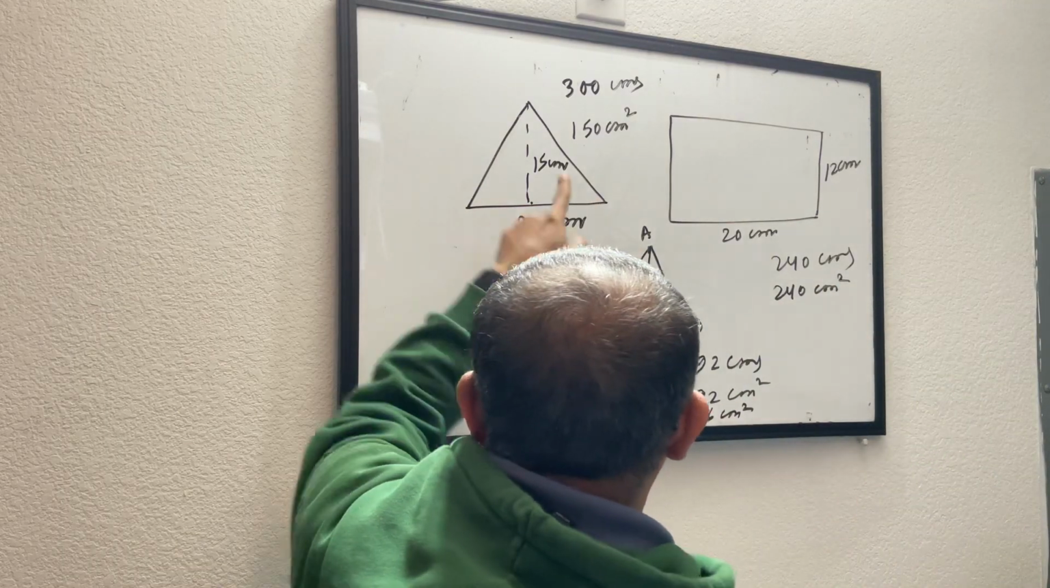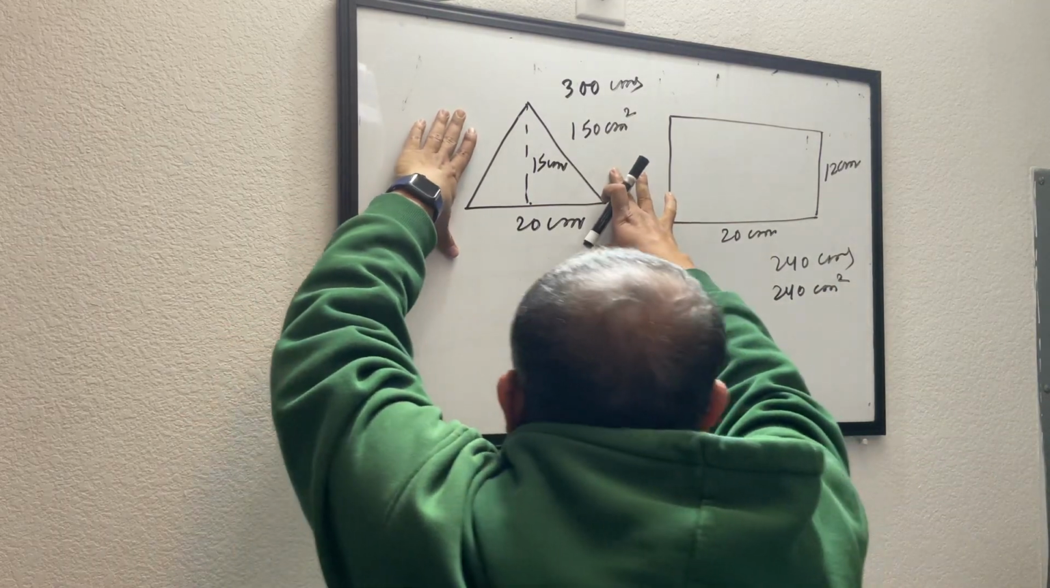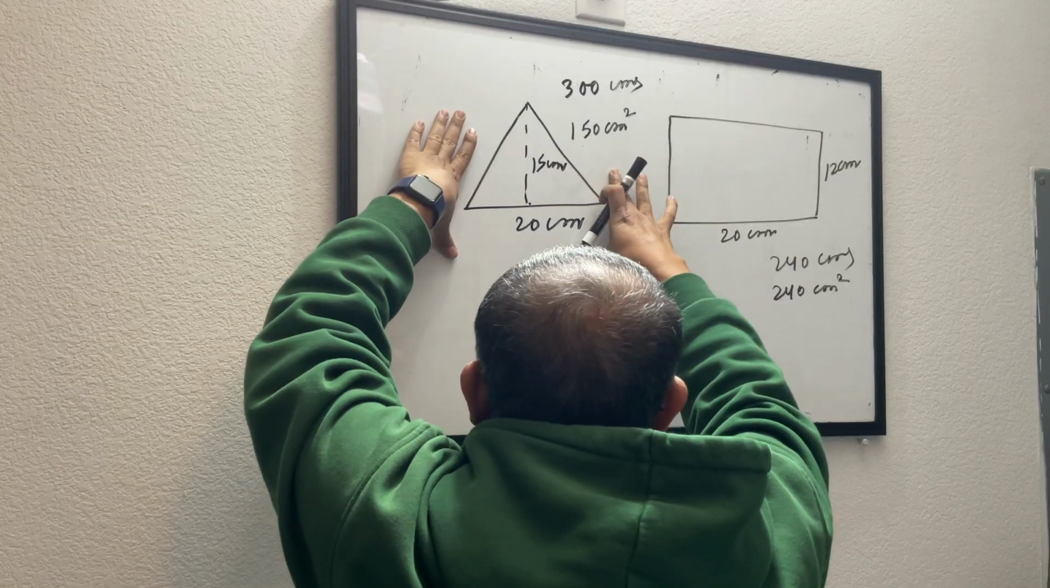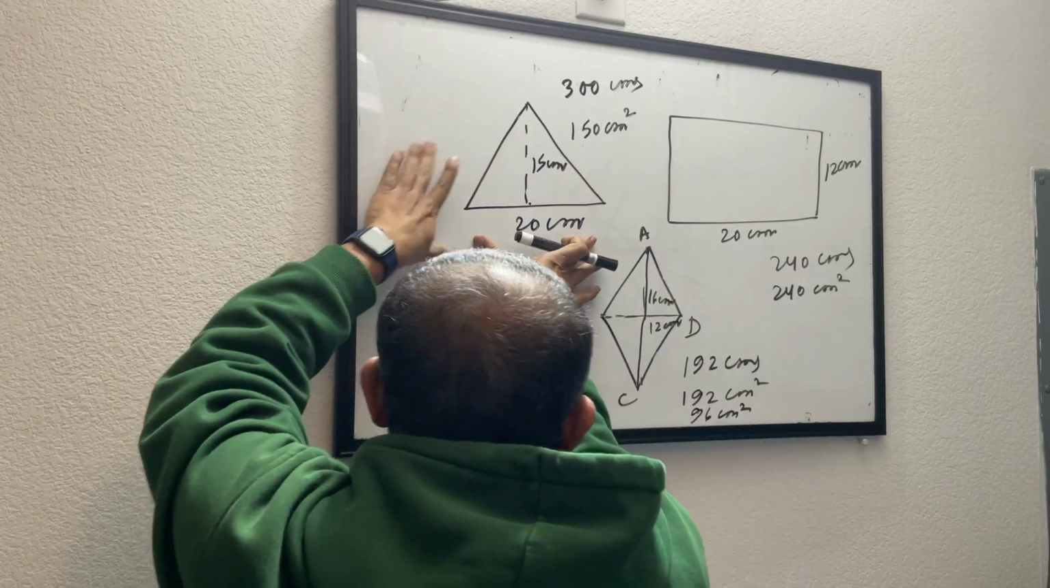Look at this one. What did we learn about the triangle? Area of a triangle is half into base into height. I said this is the base, this is the height.